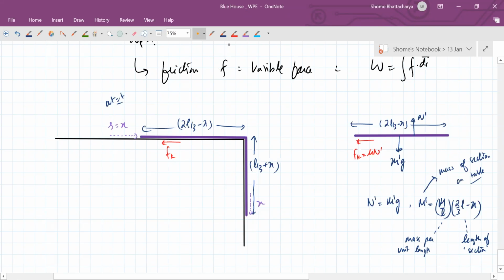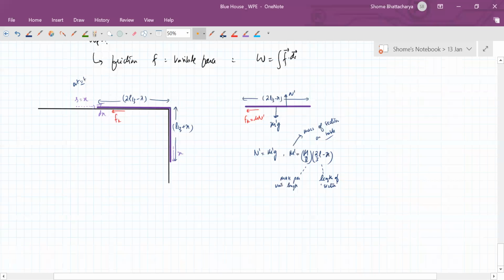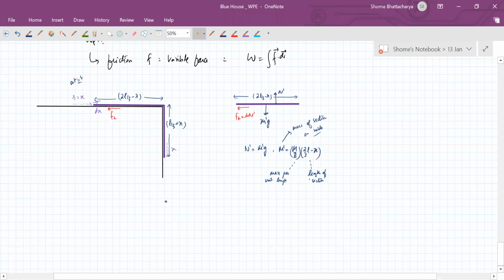Okay. So now if this section makes a further displacement dx in this direction, the work done during this small displacement by friction will be minus of this. Okay. This is work done by friction for the displacement equal to dx in this direction.